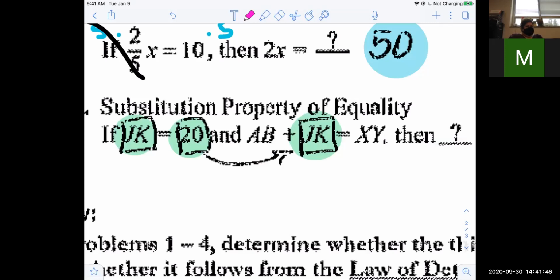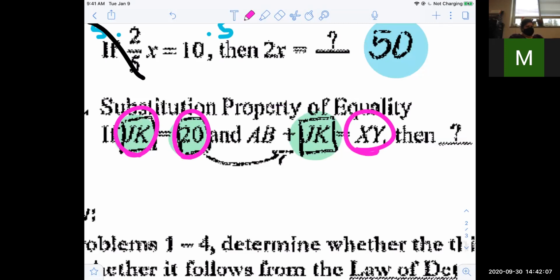Okay, it's substitution because you're replacing JK with what it's equal to, right? Again, remember for transitive, if thing 1 equals thing 2, then I've got to have a repeat. Either this whole thing has to be thing 1, or it has to be thing 2, or this thing has to be thing 1 or thing 2.